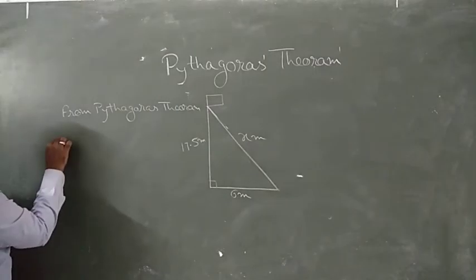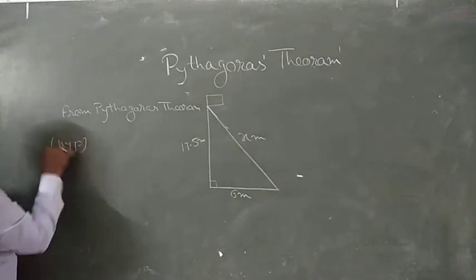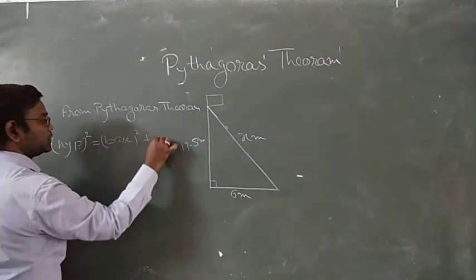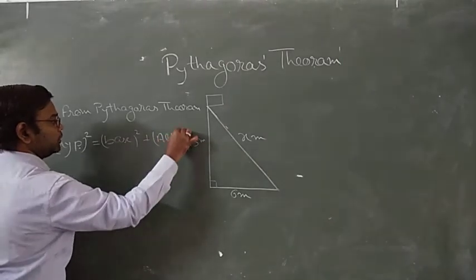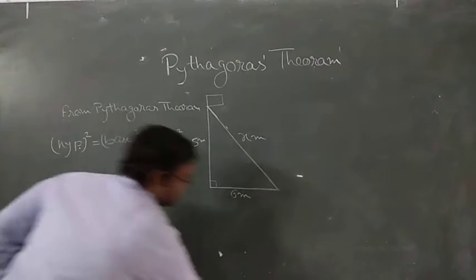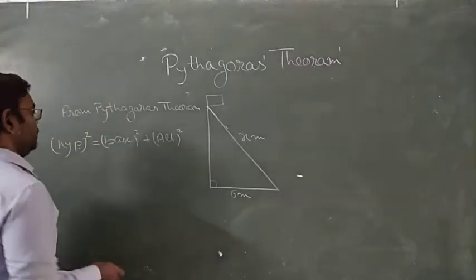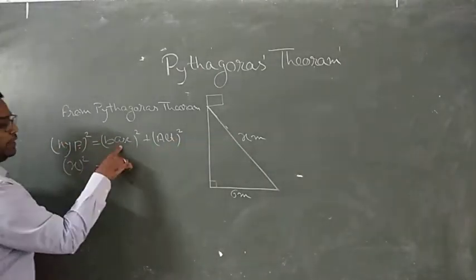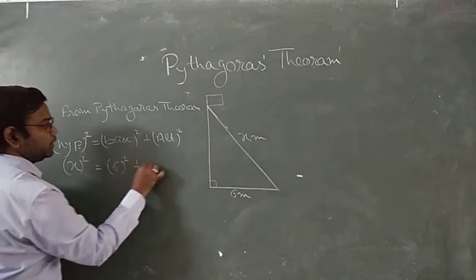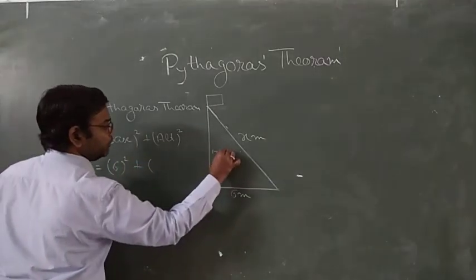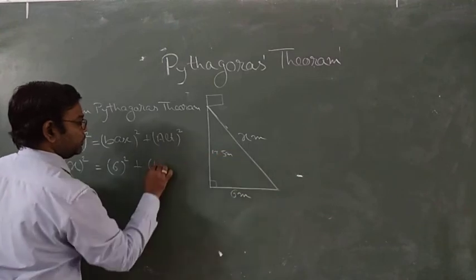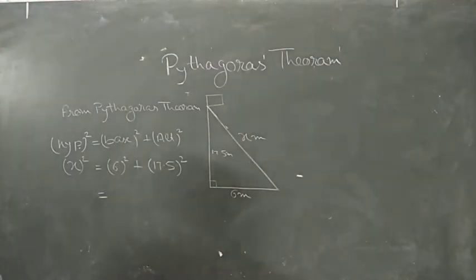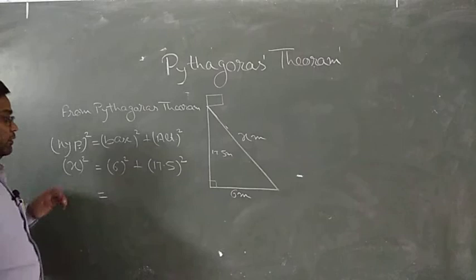we know that hypotenuse square, we can write short, equals to base square plus altitude or height square. Hypotenuse is your x, we place x square. Base is your 6 square plus this is given, it's 17.5 meter, 17.5 square. When we simplify, we have the value of x square only.